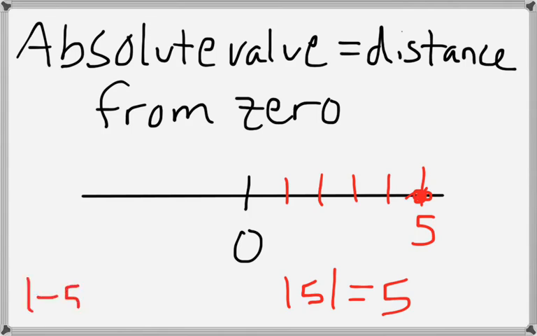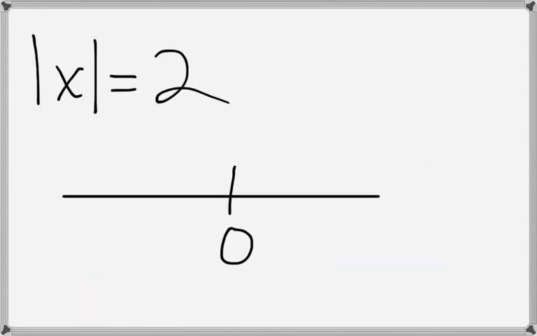Similarly, the absolute value of negative 5 is also 5 because it's 5 units away from 0 on the number line. So this definition of absolute value is going to be very important when we're solving equations that have an absolute value. We want to keep in mind that the absolute value of something is just its distance from 0 on the number line.